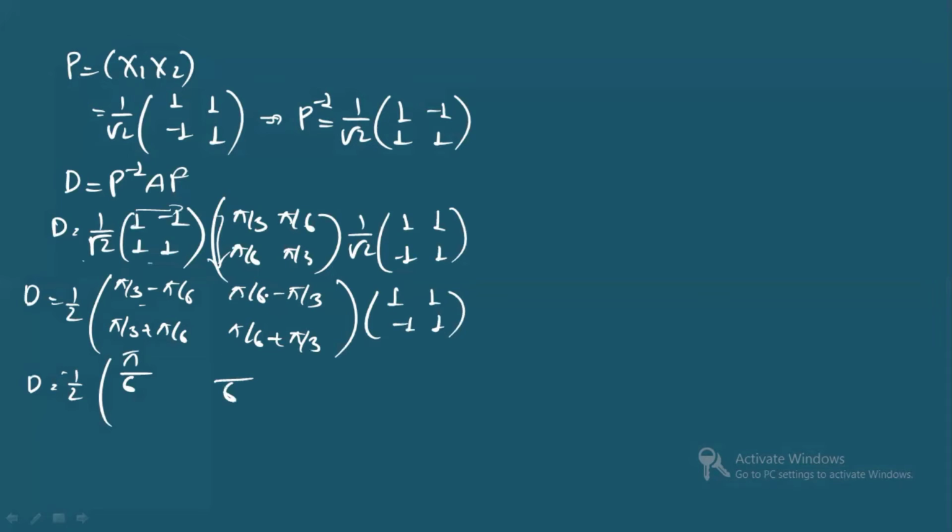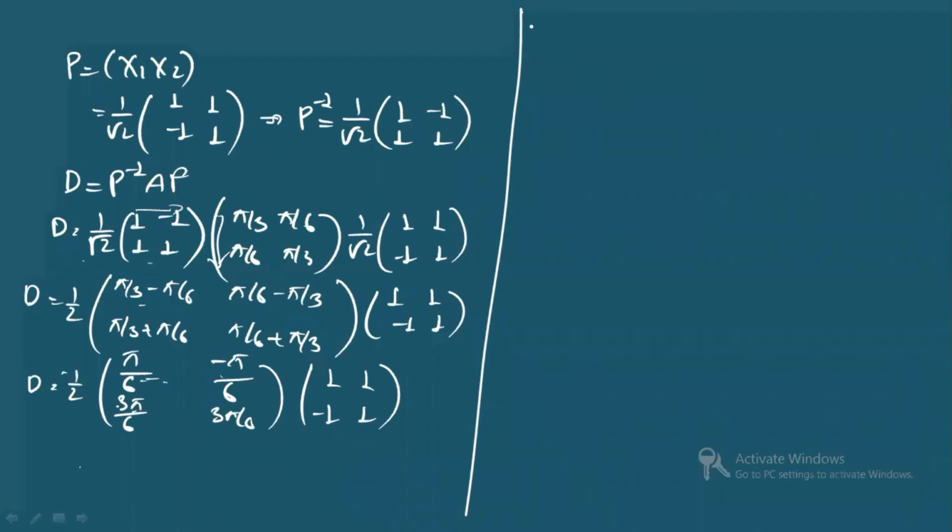Again, 6 is the LCM, so here it is 2, and we get minus pi by 6. If you do this, 6 is the LCM, so it will give you 3. Ultimately, here you will get 3 pi by 6, and here also 3 pi by 6. This is (1, -1; 1, 1). So now again we'll multiply. We are writing it on this side. So D is equal to 1 by 2, again this and this.